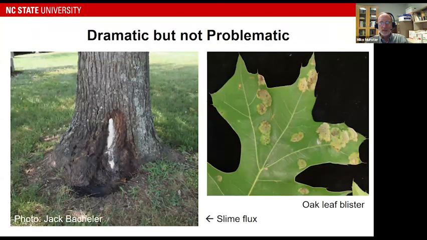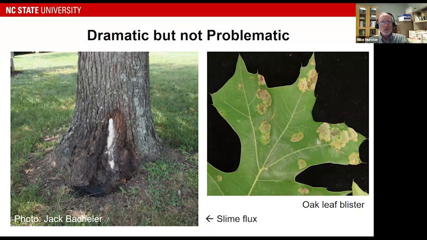As an example of not exactly the same concept, but the idea that some things are dramatic but not problematic: this is the time of year we've already had one image sample come in of this. On the left is slime flux, which is the oozing of fermented sap that comes out of cracks and wounds, usually in the base but somewhere in the trunk of hardwood trees in the heat of the summer. White oaks are particularly commonly affected, but this in and of itself is not a problem. You may even see insects congregate there, just attracted by the nice fermenting odors.